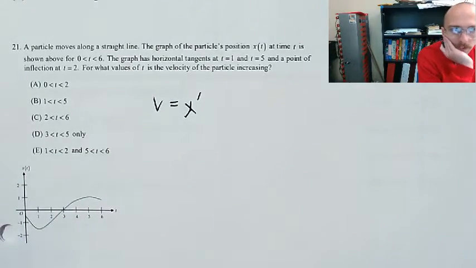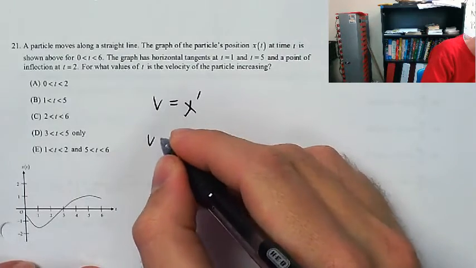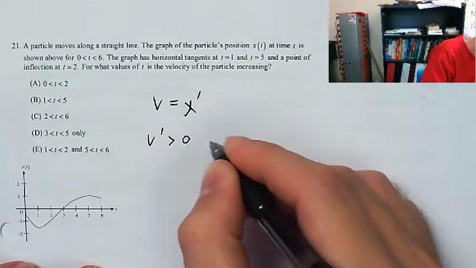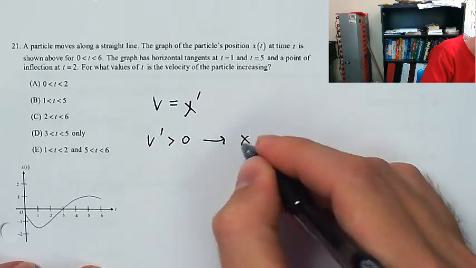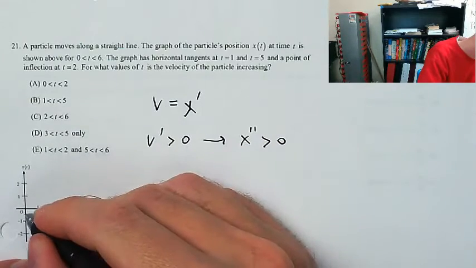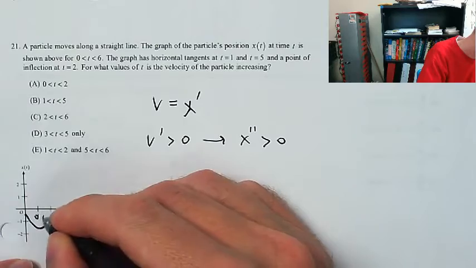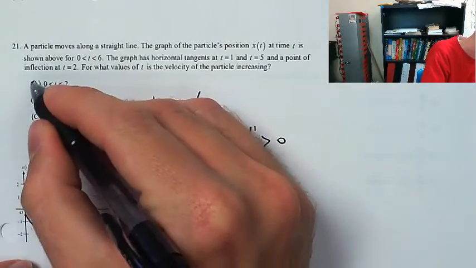Okay, so when is the slope increasing? The slope is increasing wherever the graph of x is going to be concave up, right? V is increasing when v prime is greater than 0, and v prime is going to be x double prime is greater than 0. So I'm looking for where it's smiling, which is going to be right up here until the point of inflection. So I'm going to say that's 0 to 2 only.